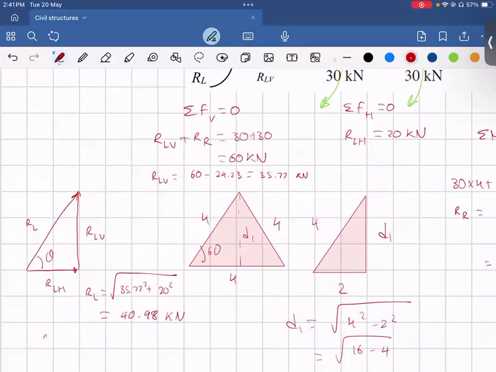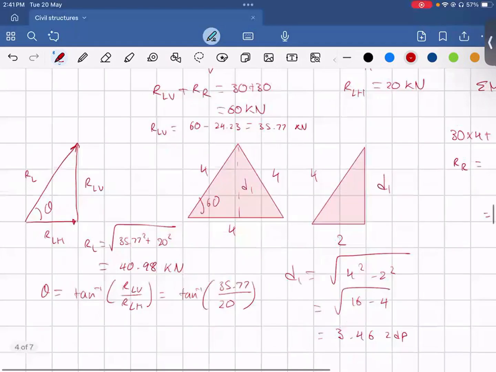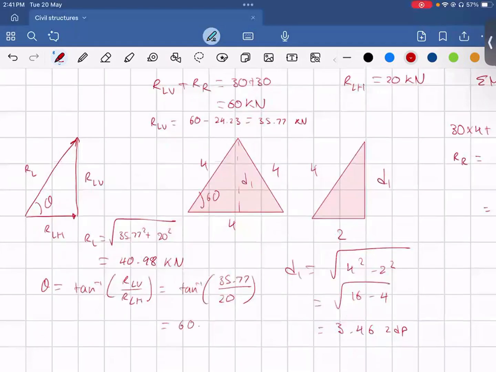Now to determine the angle, that's just simple trig. So theta is equal to the tan inverse of RLV over RLH, and that gives us tan inverse of 35.77 over 20, and that's equal to 60.79 degrees.